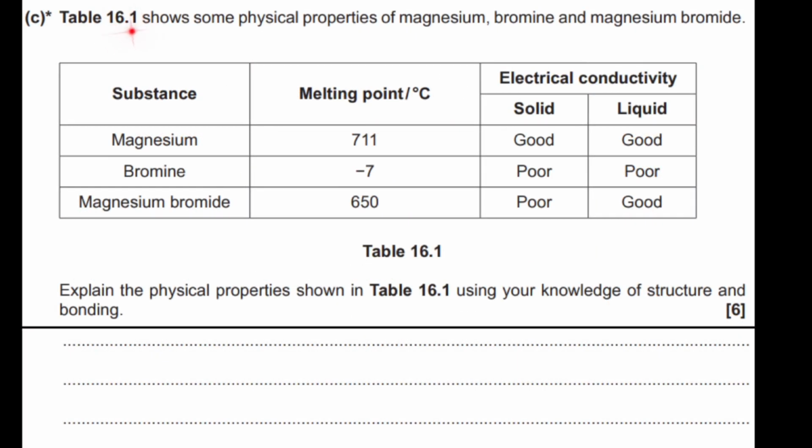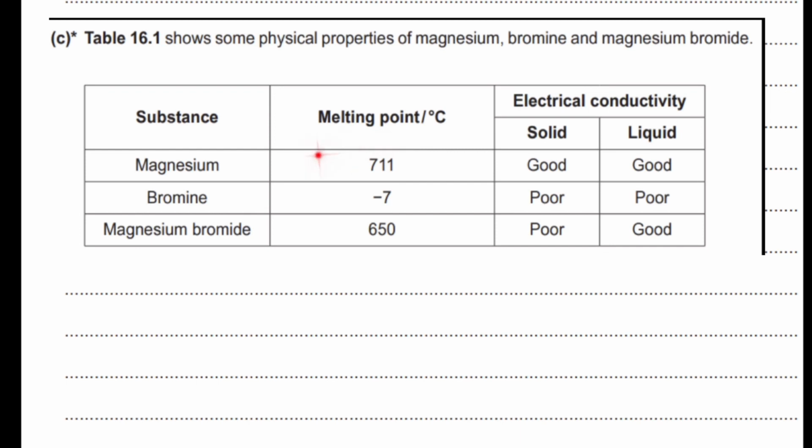Table 16.1c shows some physical properties of magnesium, bromine and magnesium bromide. Explain the physical properties shown in table 16.1 using your knowledge of structure and bonding. So for this part, the reason why we're given these values is to talk about the melting point, boiling point and conductivity of the substances. So that's what we're going to talk about. You can see the melting point for magnesium bromide is higher, and the highest is magnesium, which is metallic. So this is metallic bonding, and that's ionic bonding, and this one is a molecular structure. And so this is what we need to compare.